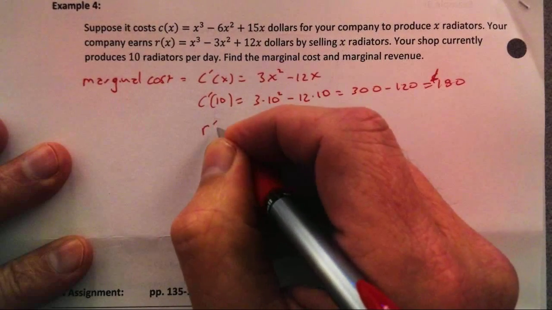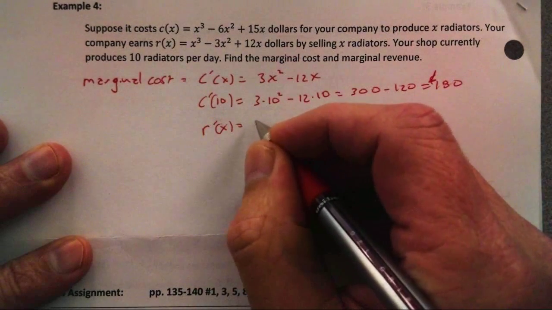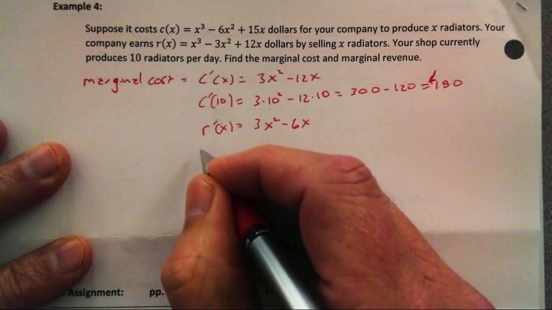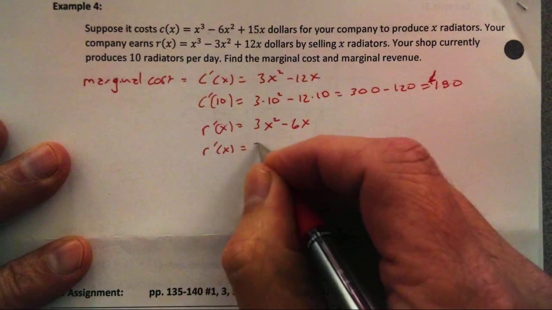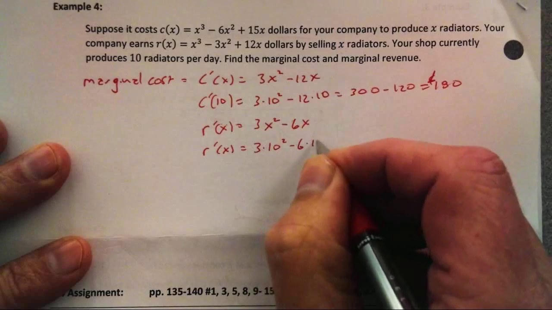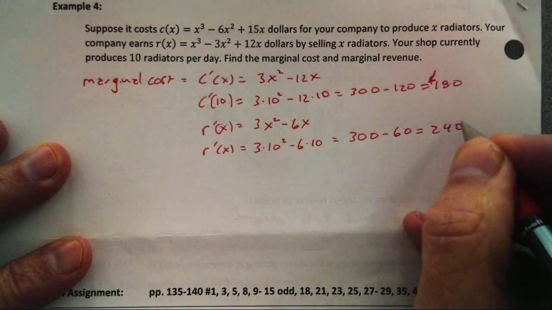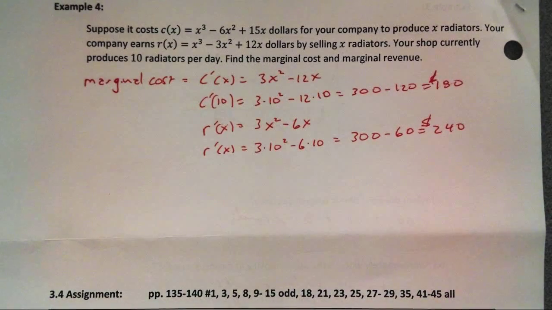Our marginal revenue is 3x squared minus 6x, so our revenue for the next one is 3 times 10 squared minus 6 times 10, or 300 minus 60, or $240. Okay, so if you are working at this company, do you want to produce more radiators at a cost of $180 and a revenue of, do I have that right? And a revenue of $240. It's probably okay at that point.